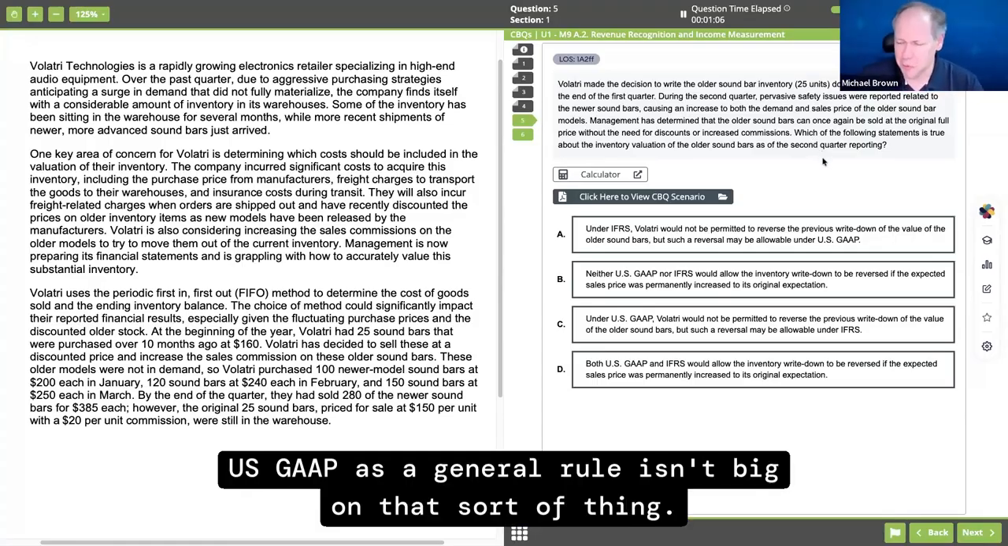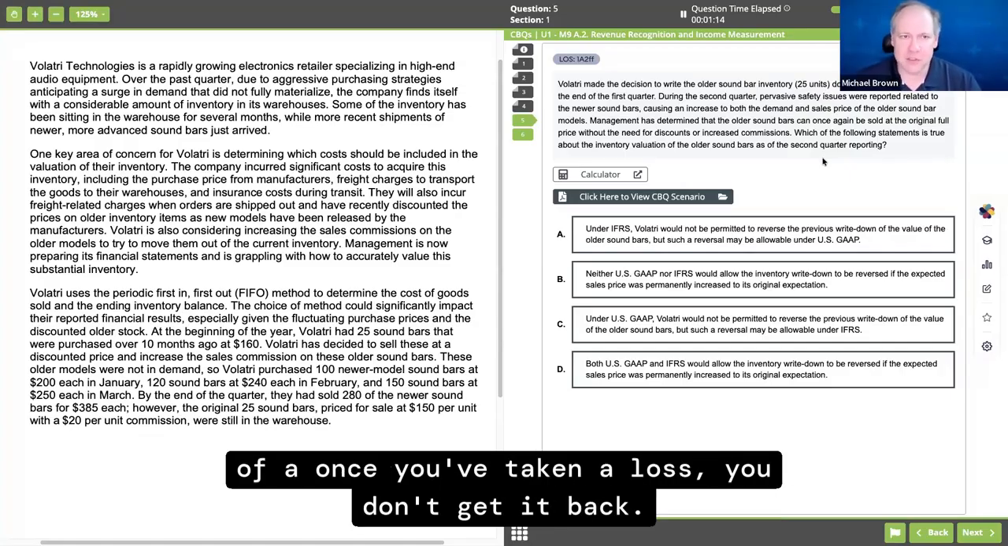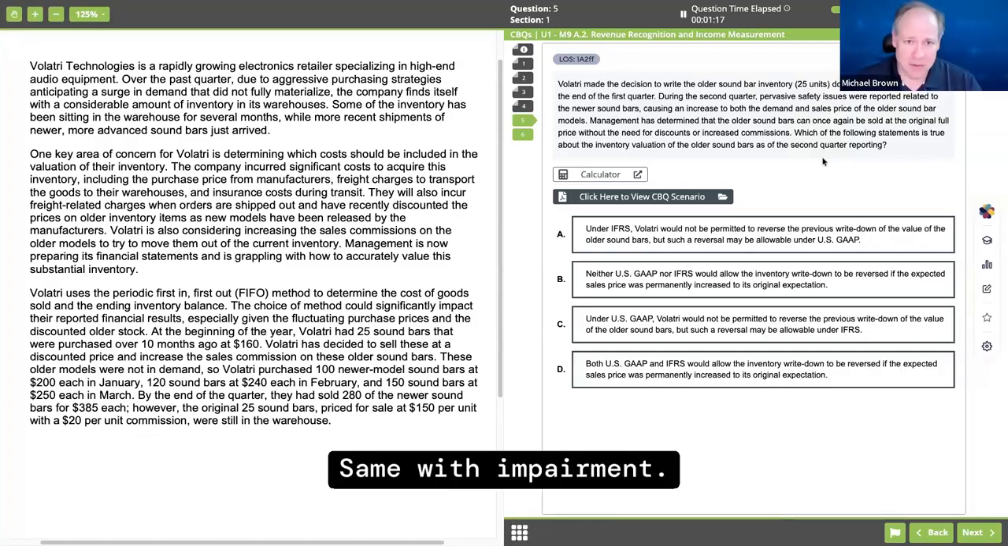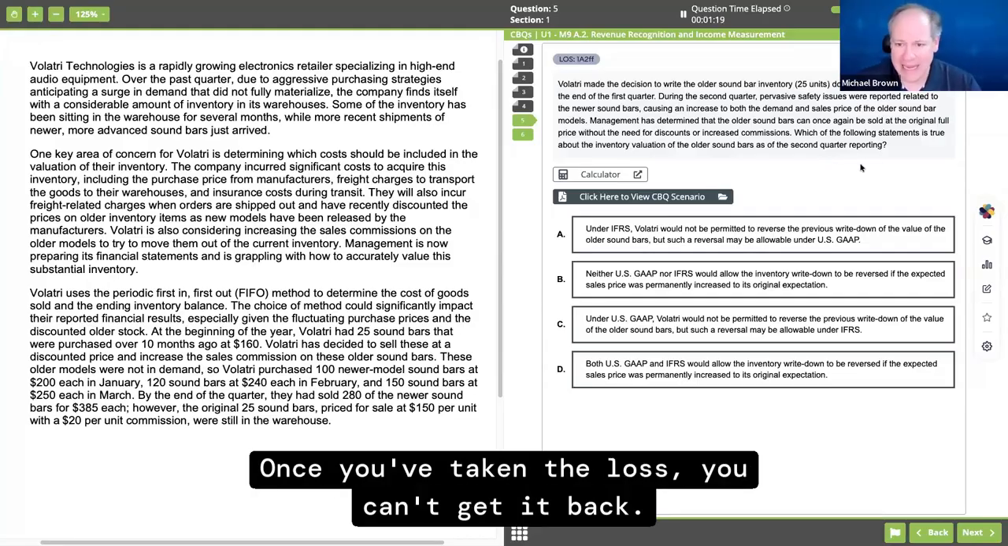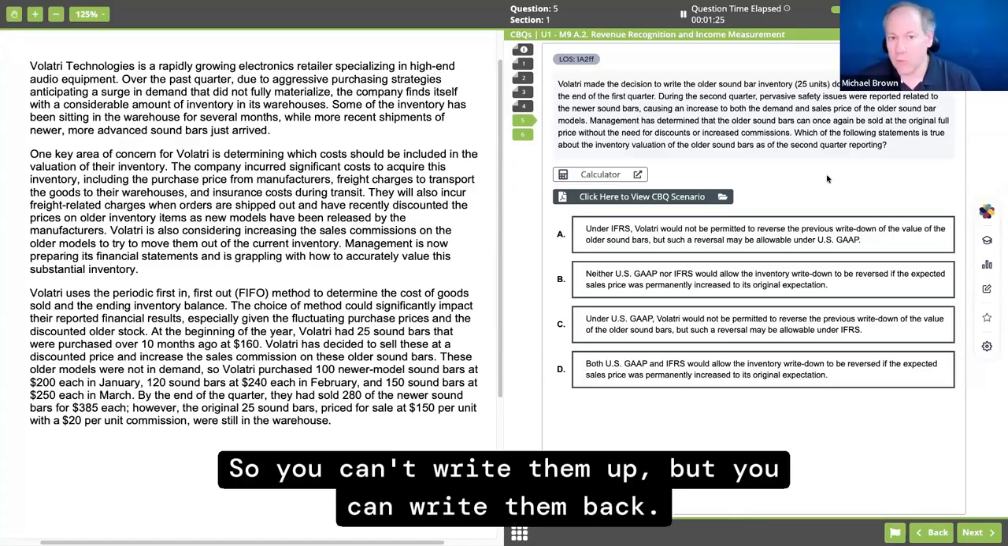US GAAP, as a general rule, isn't big on that sort of thing. Because they tend to be conservative, once you've taken a loss, you don't get it back. Same with impairment. Once you've taken the loss, you can't get it back. But IFRS will let you reverse write-downs up to the amount of the original. So you can't write them up, but you can write them back.